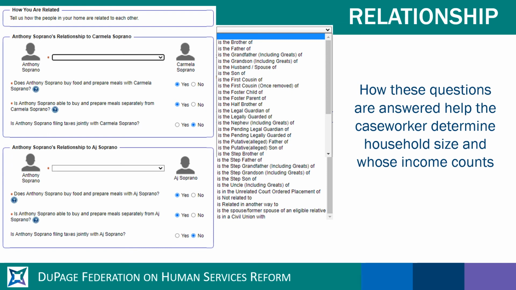The question about whether or not Anthony is able to buy and prepare meals separately from Carmela is also a SNAP question. It relates specifically to a special program, elderly, homebound, and disabled. Also, whether or not Anthony is filing taxes jointly with Carmela. And this is a Medicaid question, getting at household income rules for Medicaid. And then again, you'll indicate relationship to each person in the home. And this will help the caseworkers figure out whose income counts for each person on the application.